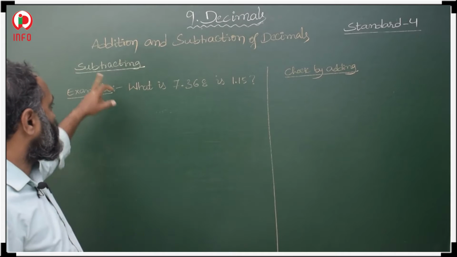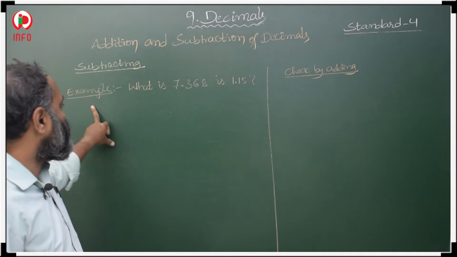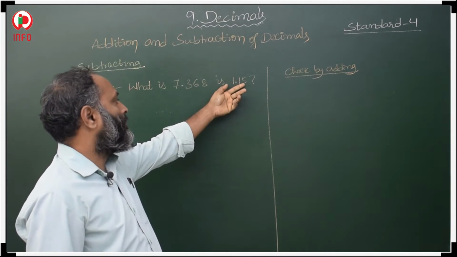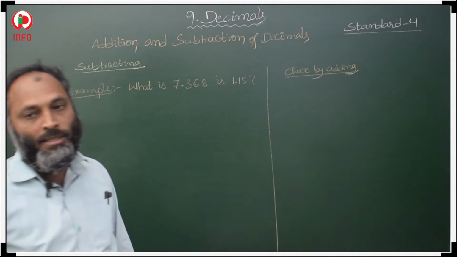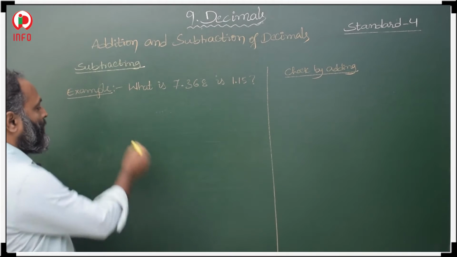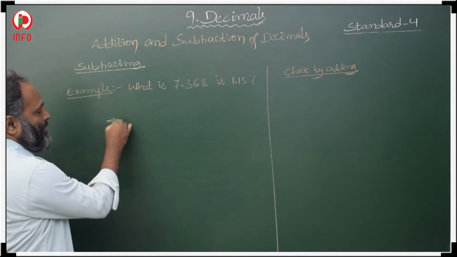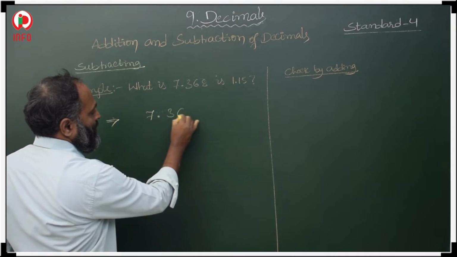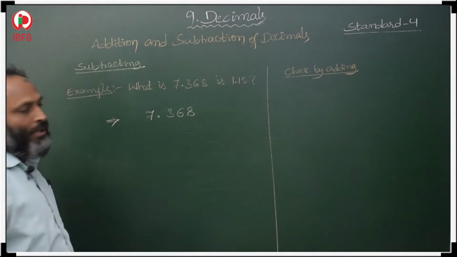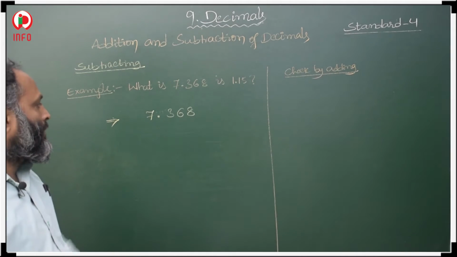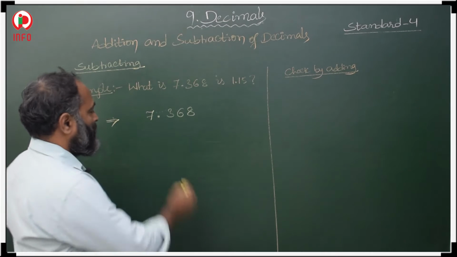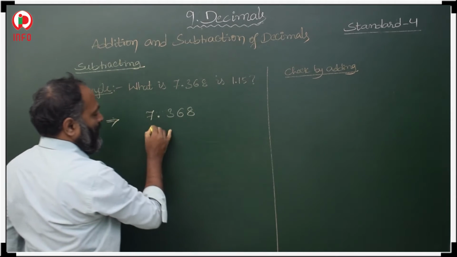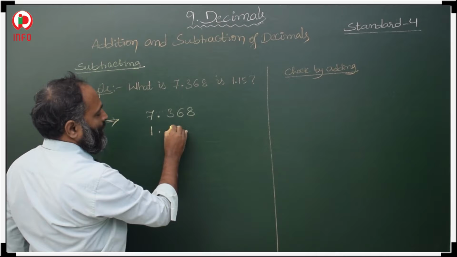Now here, subtracting. So the first one: what is it if we subtract 1.15 from 7.368? What do we have to do? First we have to arrange the decimals. How? 7.368. Arrange the decimals. Then after that, 1 point, first we have to write the point. So before the point 1 is there, 1 we have to write, then after that 1 5.